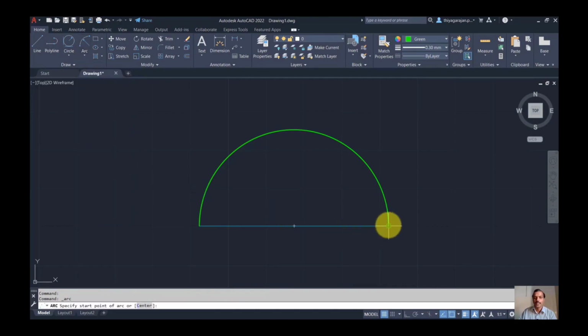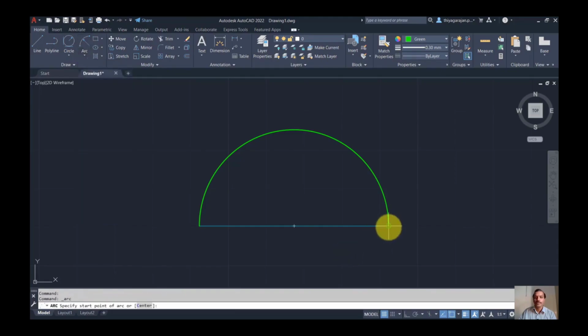Same start point, same end point. I'm going to give less than 25. Let me give 20. The arc will not come. So the radius value must be at least half of the distance from start to end point. So it should be more than 25.